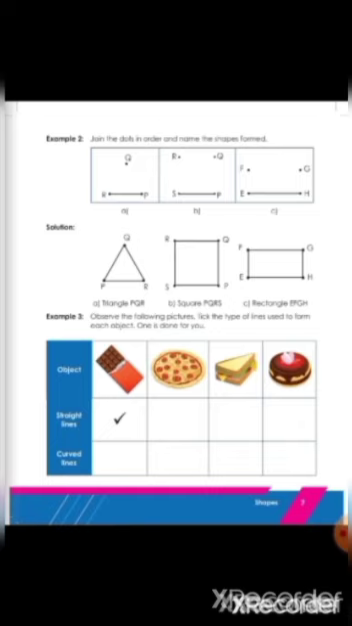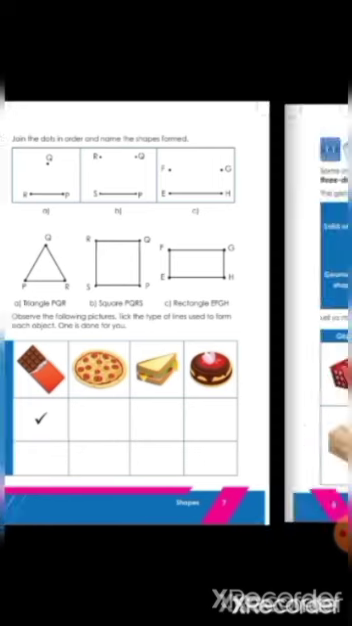When we come to the next one, it's a pizza. And the basic shape of pizza is circle. So it is formed by curved lines. Come to sandwich. The shape of a sandwich is triangle. So it is formed by straight lines. Come to the cake. The shape of the cake is circle. So it is formed by curved lines.